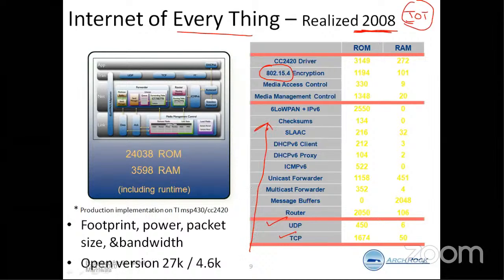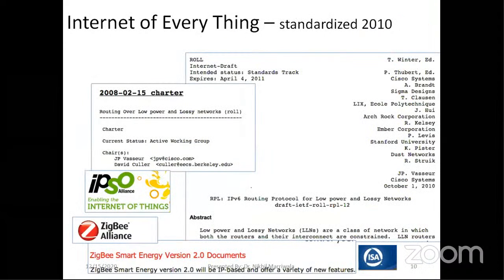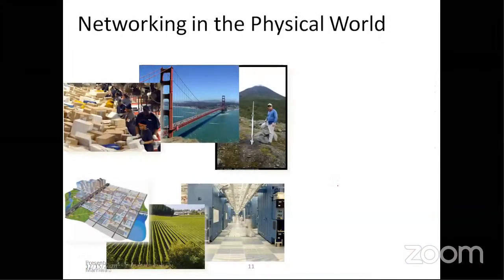So footprint, power, packet size, bandwidth, the entire data I have placed over here to ensure that everybody understands what the internet of everything is talking about. The standard for the internet of everything was given by the Zigbee Alliance and the IPSO Alliance, which was enabling the internet of things in the year 2010. And this is some of the data which is available. So Zigbee Smart Energy version 2.0 was launched, and IP-based offerings of a variety of new features were actually introduced.